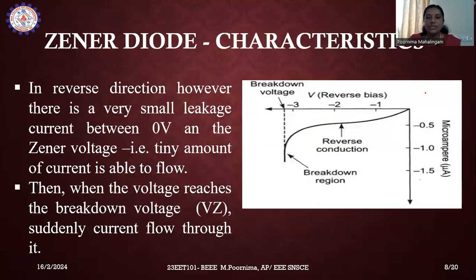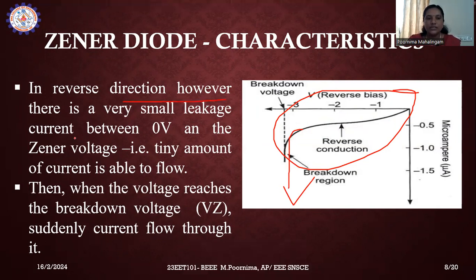But in reverse bias conditions, what happens? The breakdown voltage occurs. In reverse bias conditions, there is essentially no current at low voltage, and the current is able to flow only when the voltage reaches the breakdown voltage.